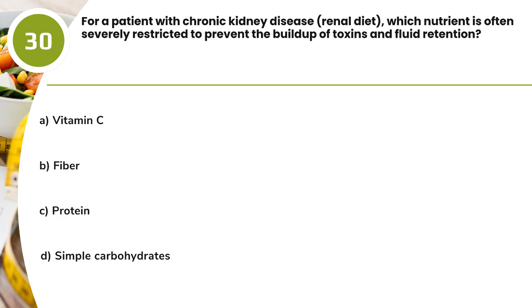Question 30. For a patient with chronic kidney disease, renal diet, which nutrient is often severely restricted to prevent the buildup of toxins and fluid retention? A. Vitamin C. B. Fiber. C. Protein. D. Simple carbohydrates.